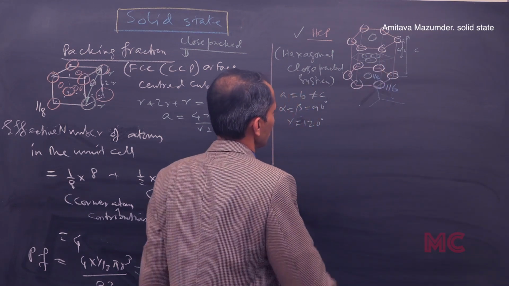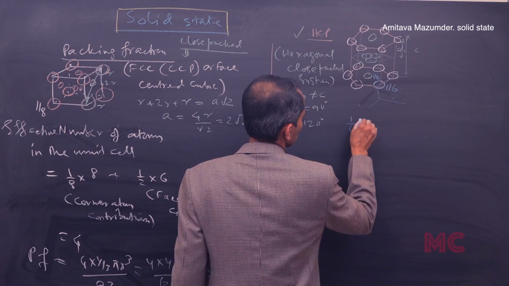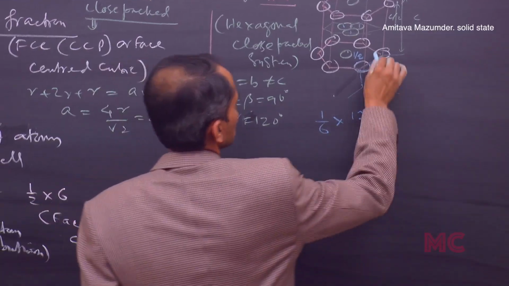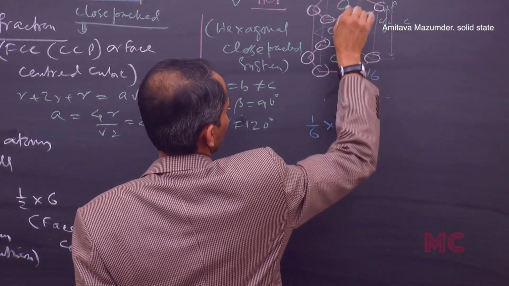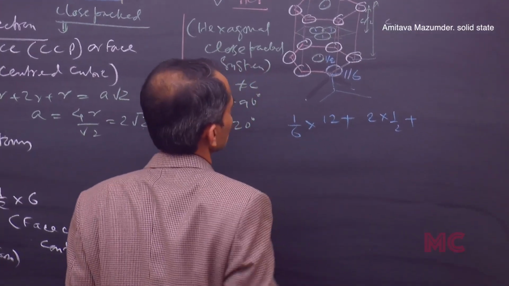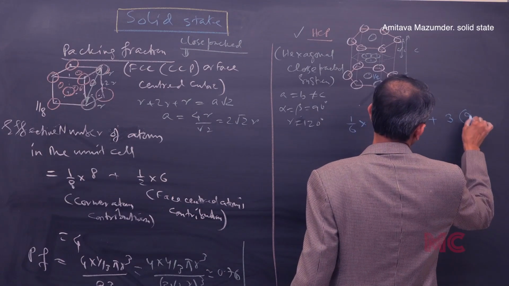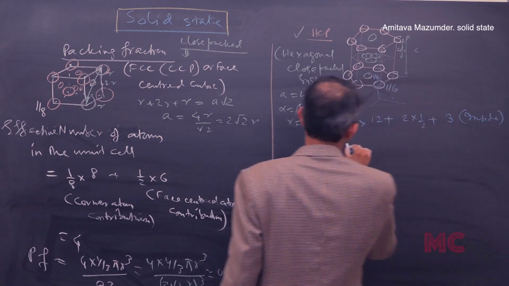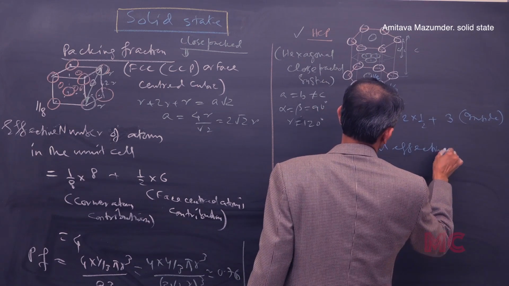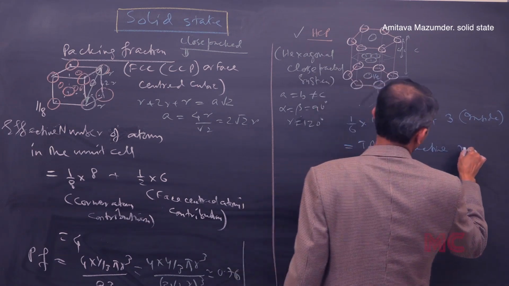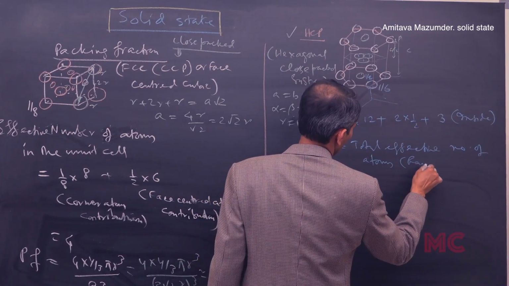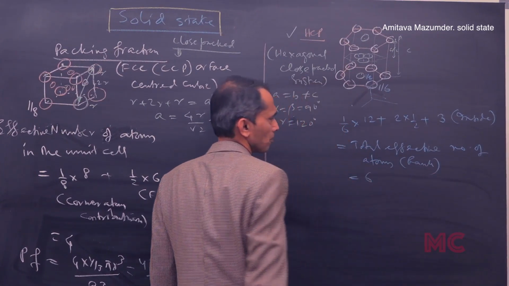So if we calculate, the corner atoms are 1/6 into a total of 12, plus 2 into half, plus 3 completely inside. So we get the total effective number of atoms, which we can also call the rank, and that value comes out to be 6.